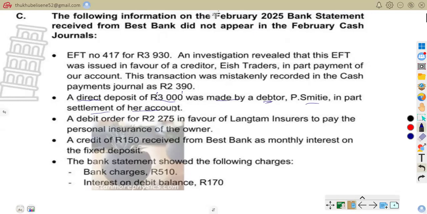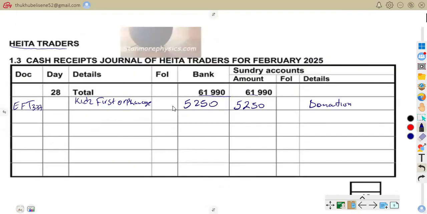So now we have to record it in our cash receipt journal because we received that money as a business. So here we are going to write our document as business. Now we have P. Smithy as our debtor under details. So our amount is 3,000.